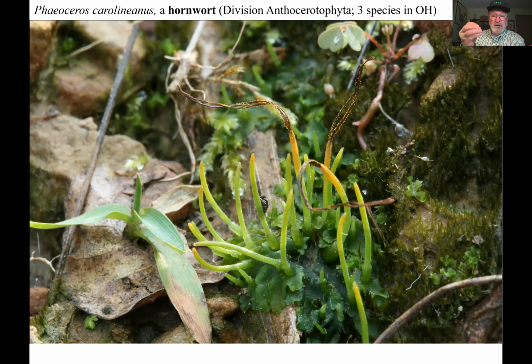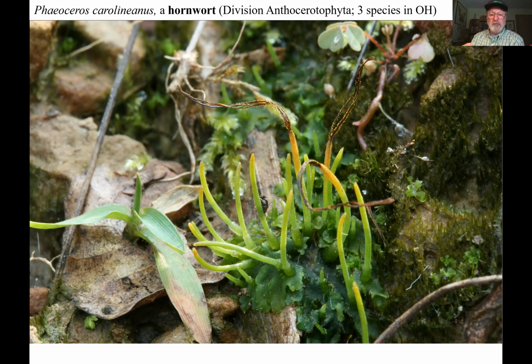As mentioned, the sporophytes are horn-shaped. They dehisce by splitting open at the tip. They split apart when they get mature, and sometimes the spore color is diagnostic. The yellow spores in here tell you it's Phaeoceras.